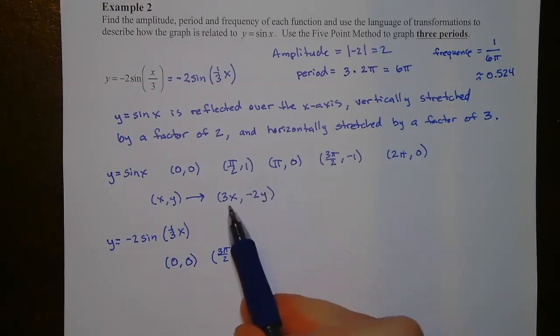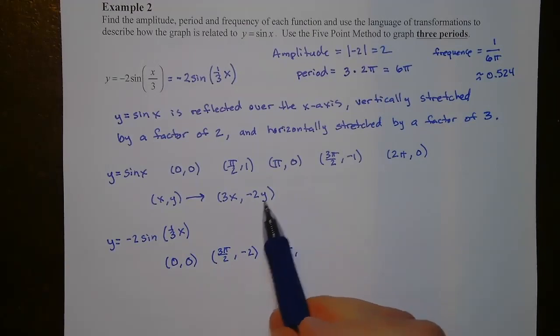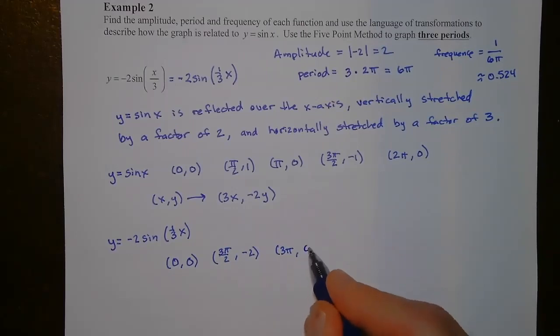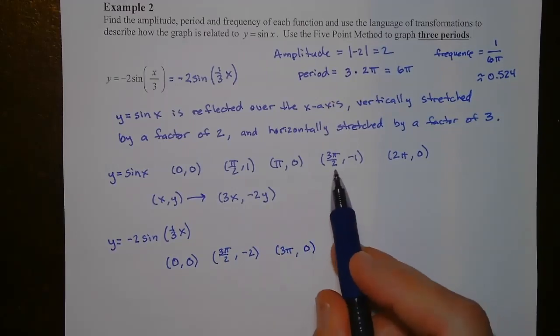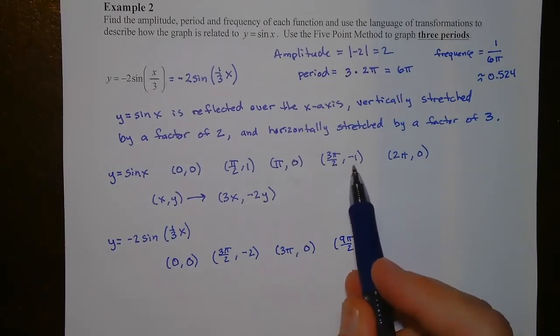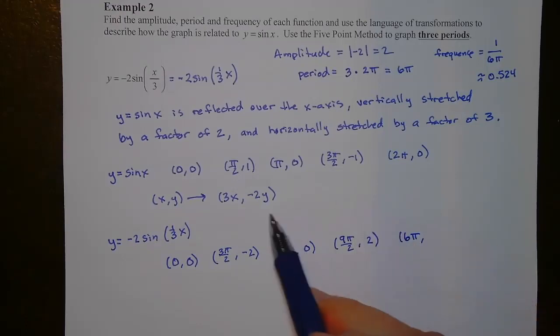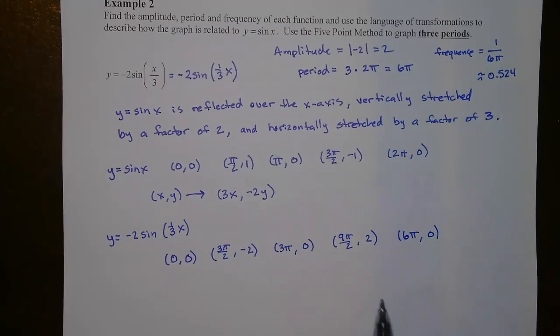Okay, then the next one, I'm going to take my x and multiply by 3, so that'd be 3 pi. And my y is 0, so I'm going to multiply that by -2, and -2 times 0 would be 0. And then 3 pi over 2 times 3 would be 9 pi over 2, comma, and I'm going to multiply my y here by -2, so that would make 2. Okay, and then 2 pi times 3 would give me 6 pi, and then -2 times 0 would give me 0. And there's my 5 points that I can graph for y equals -2 sine of 1/3 x.